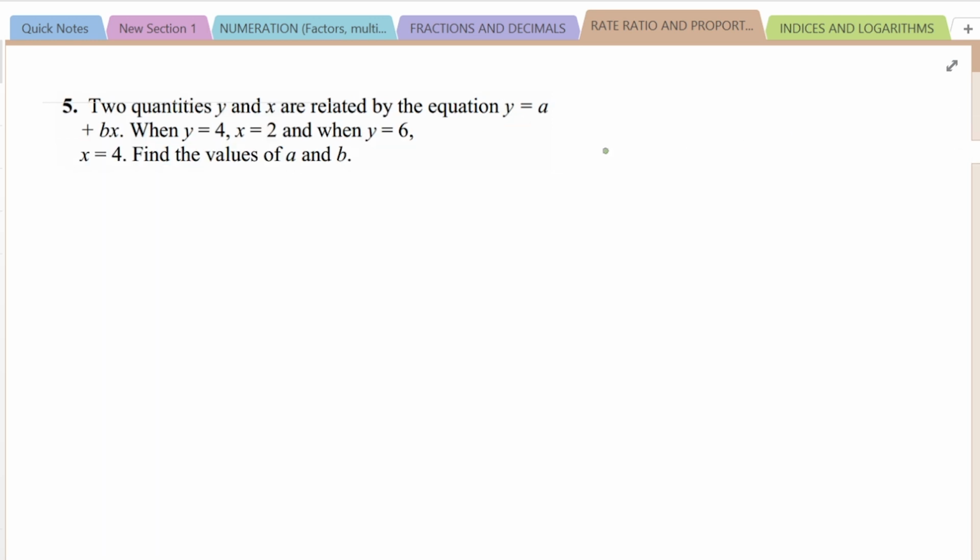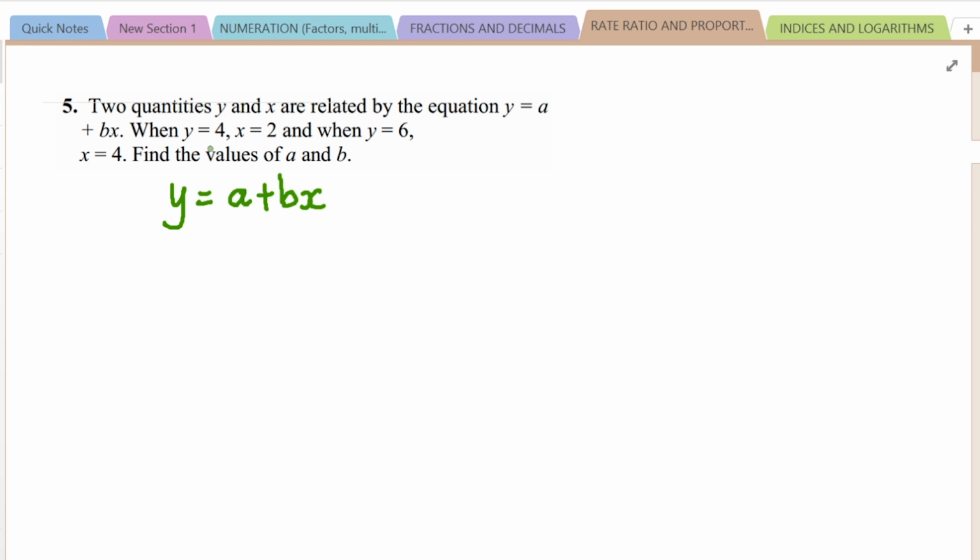Moving on to the next. Two quantities y and x are related by the equation y is equal to a plus bx. When y is equal to 4, x is equal to 2, and when y is equal to 6, x is equal to 4. Find the values of a and b. So here we have an expression that is in the form of a straight line. Two quantities y and x are related by y is equal to a plus bx.